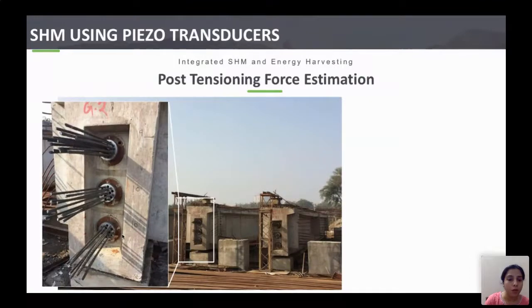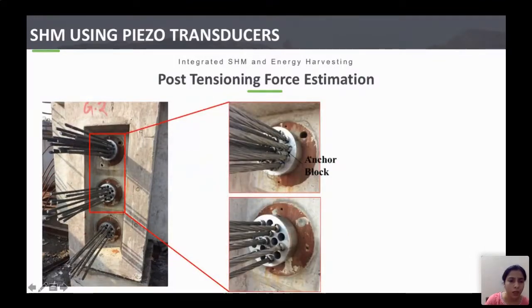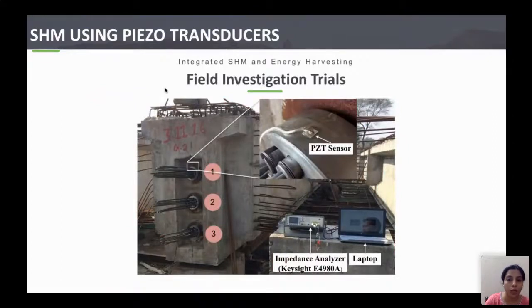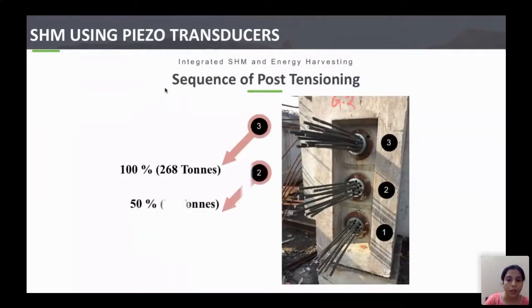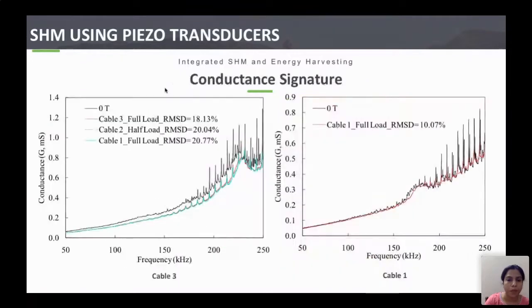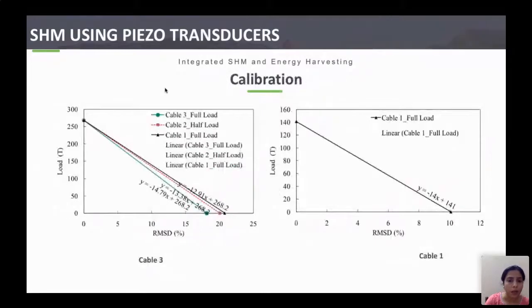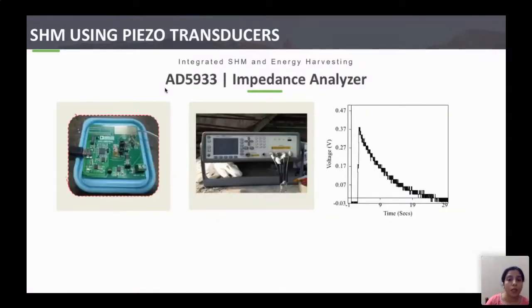So what we have done is we have attached sensors on these anchor blocks to monitor the residual post-tensioning force in the bridges. This is how the sensors were attached on the anchor block, and these are the conductance signatures during different stages of the post-tensioning of the bridge. And we generated the calibration curves which can be used for future estimation of the pre-stressing force. So now we covered the energy harvesting separately and the structural health monitoring using piezo patches separately.